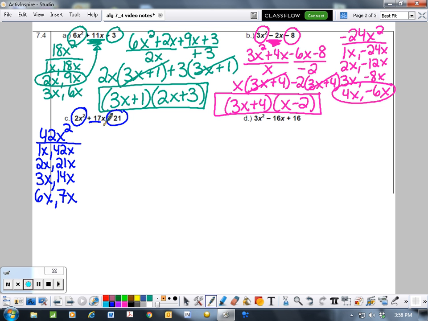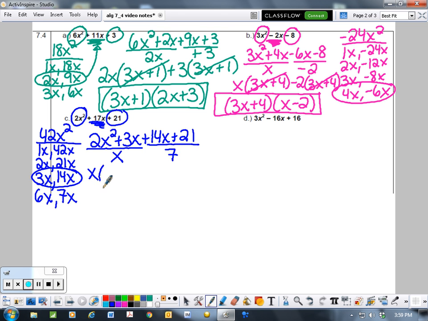So now looking at those, which add to be 17x? So that looks like the 3x and 14x. So now we rewrite our equation. So 2x squared plus 3x plus 14x plus 21. Find the common factor of the first ones. Well, there's no number, but they both have x's. Common factor of the last two, 7.